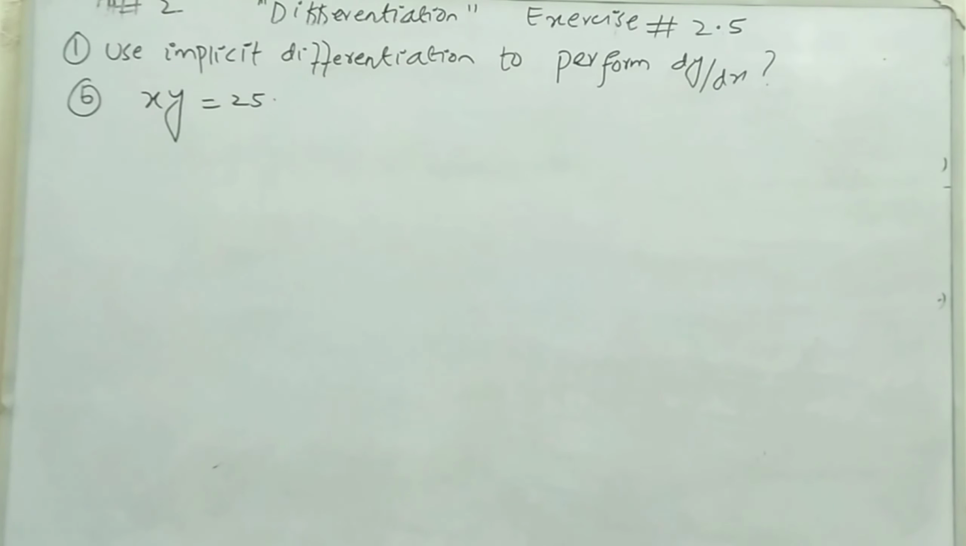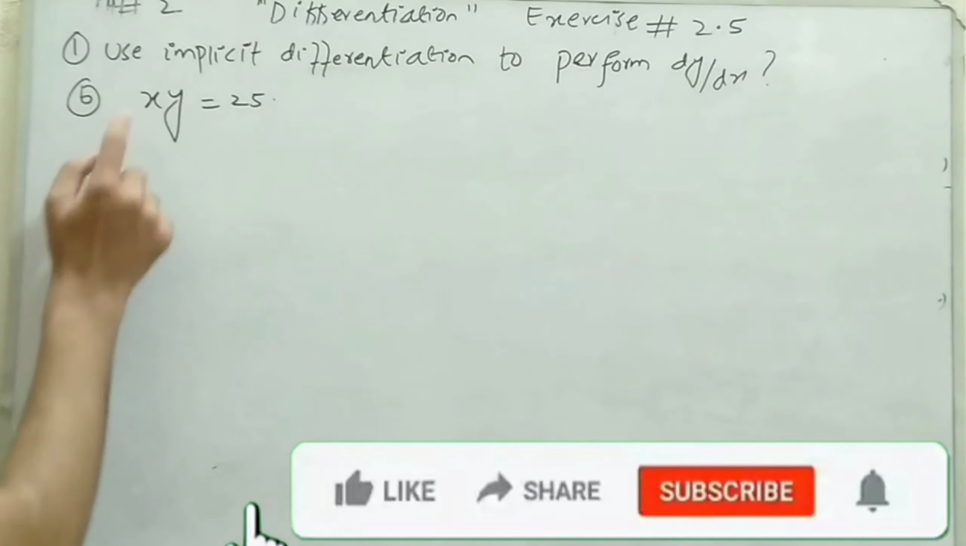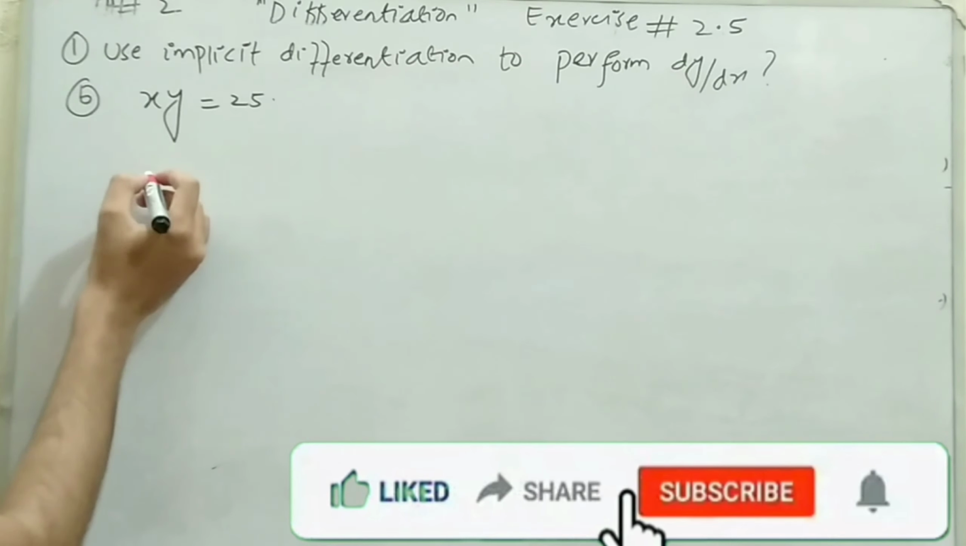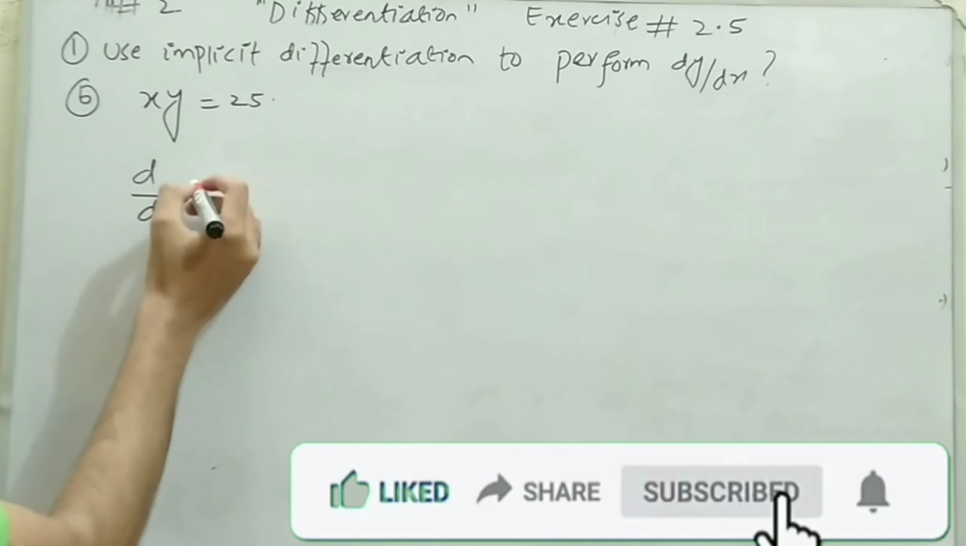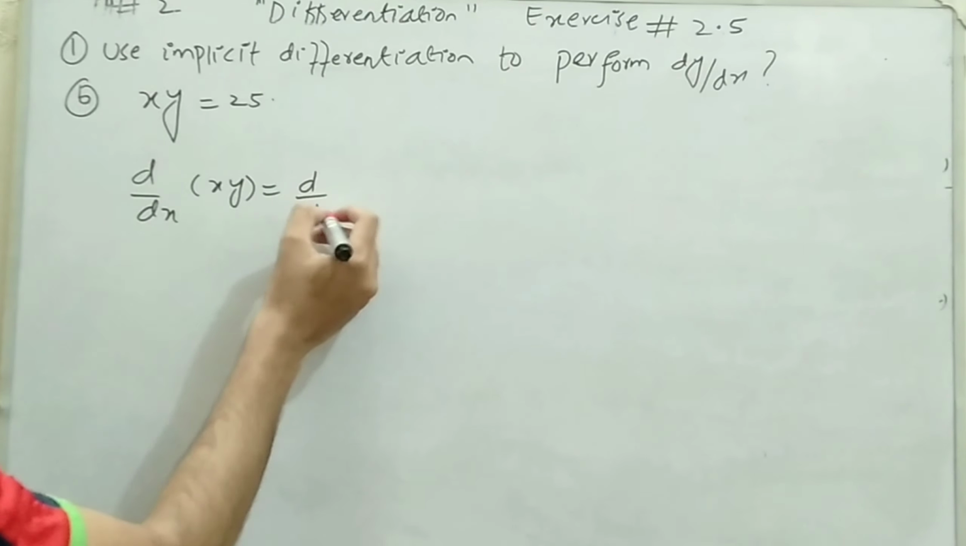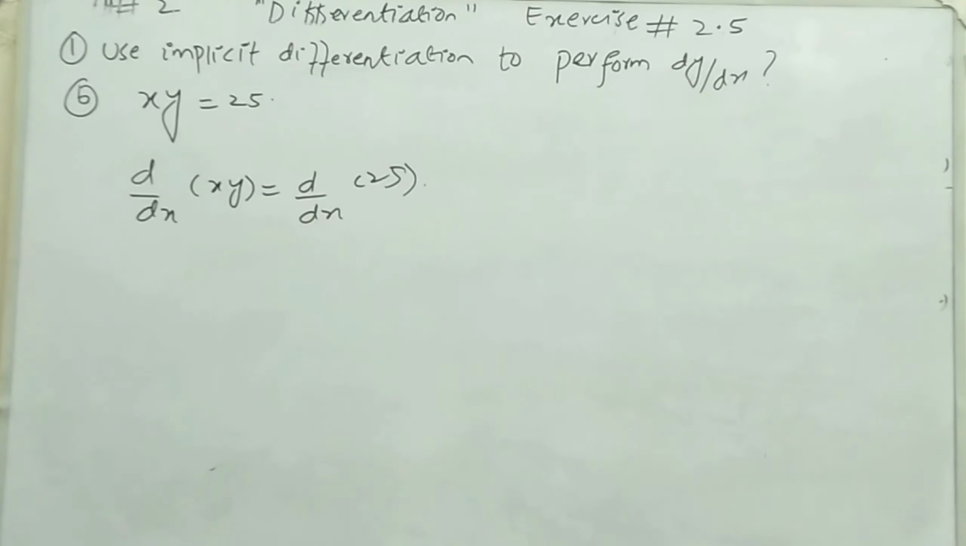Now move to part B. A function is given, xy is equal to 25, find the derivative. Here x is multiplied with y, so first we are going to take d by dx on both sides. So d by dx of xy will be equal to d by dx of 25. Now after this, in this step, x and y are multiplied with each other, so it means that we will use the product rule of differentiation.